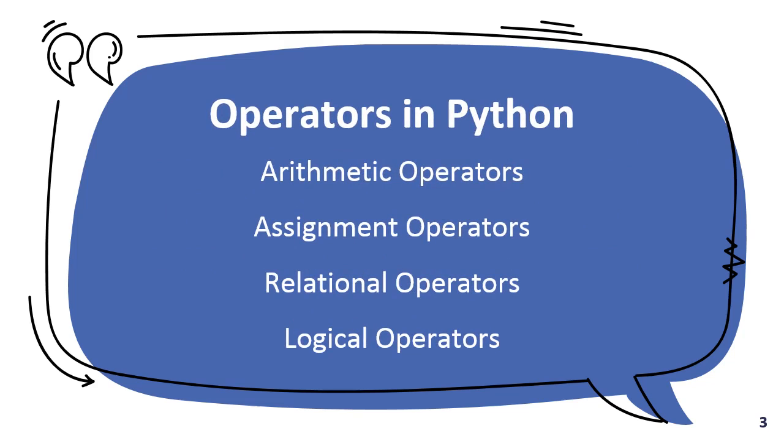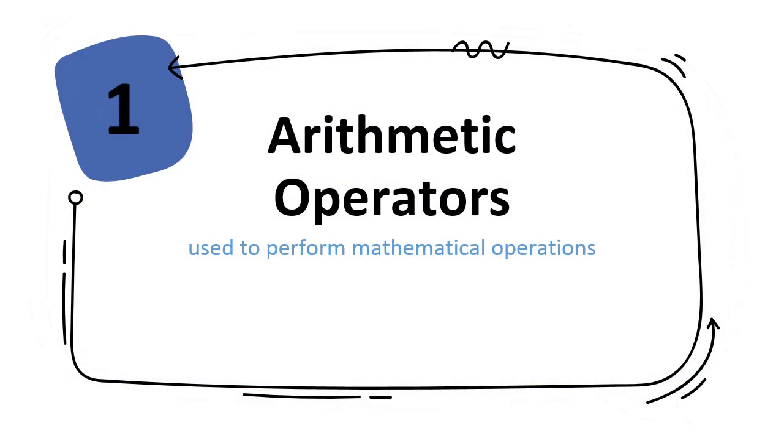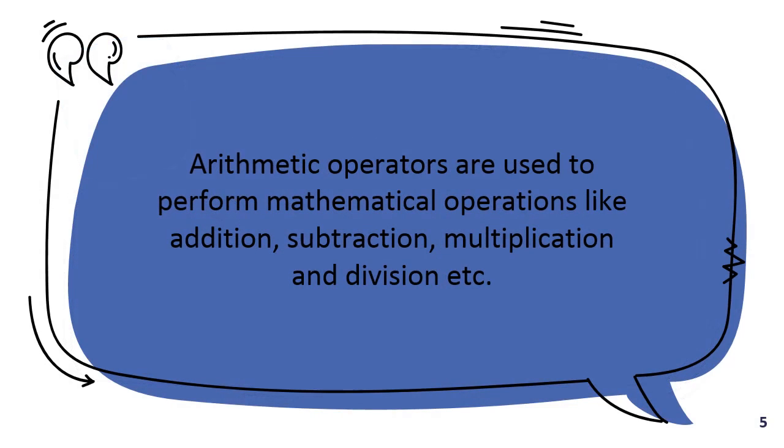There are mainly four types of operators in Python: arithmetic operators, assignment operators, relational operators, and logical operators. We are going to see each one. First, the arithmetic operators. They are used to perform mathematical operations like addition, subtraction, multiplication, division, etc. on numbers.